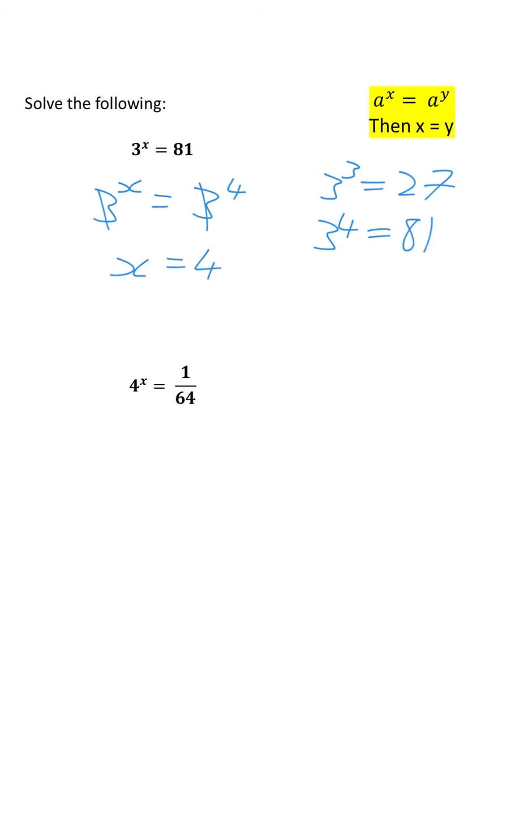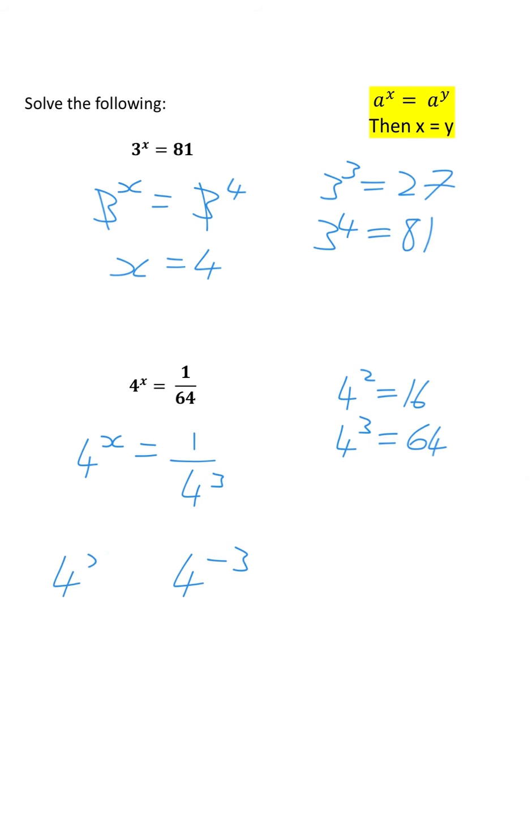Now, same with the next one. I can see I have a base of 4 on the left, so I need to make 64 into a base of 4. So let's see, 4 squared is 16, so it's not that. 4 to the power of 3 now, that is equal to 64. Okay, so let's substitute that in. So 4 to the power of x equals 1 over 4 to the power of 3. Now, using your rules of negative indices, this can be written as 4 to the power of minus 3. So 4 to the power of x is equal to 4 to the power of minus 3. The bases cancel, so x equals minus 3.